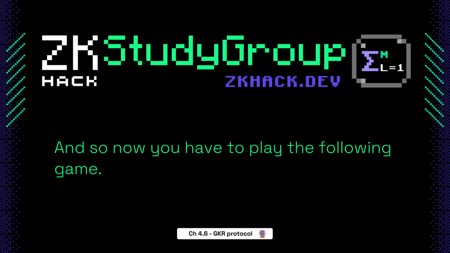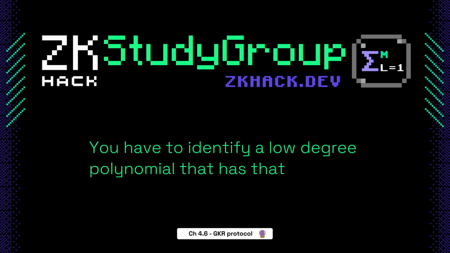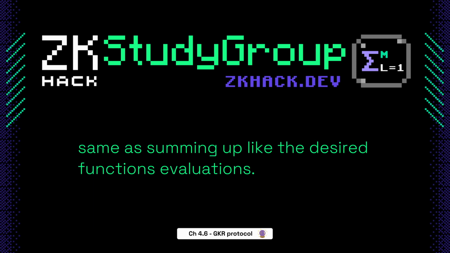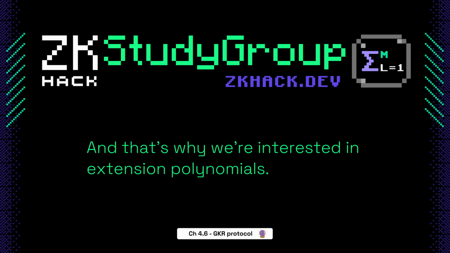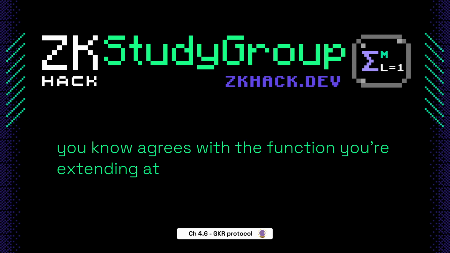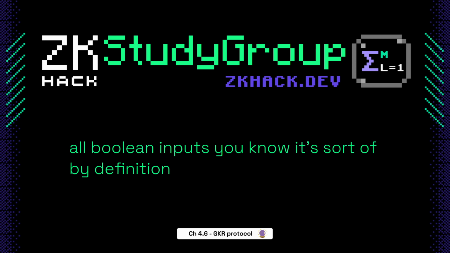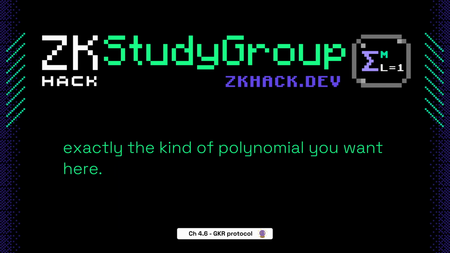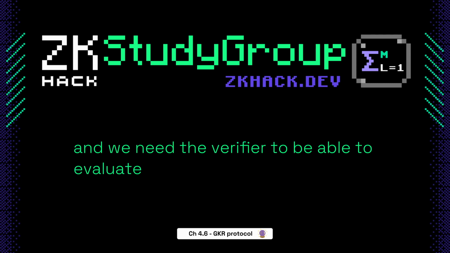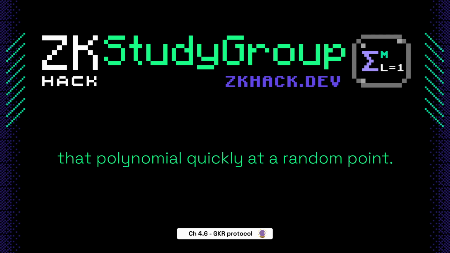Right. And so now you have to play the following game. You have to identify a low degree polynomial that has that property, that summing up its evaluations is the same as summing up the desired function's evaluations. And that's why we're interested in extension polynomials, right? Because that gives you a polynomial that agrees with the function you're extending at all Boolean inputs. It's by definition exactly the kind of polynomial we need. We need it to be low degree in each variable, and we need the verifier to be able to evaluate that polynomial quickly at a random point.